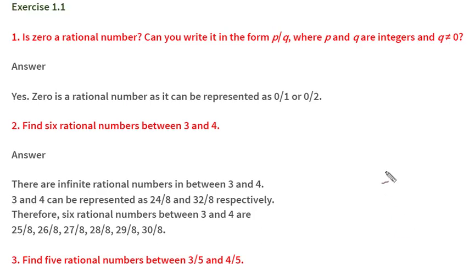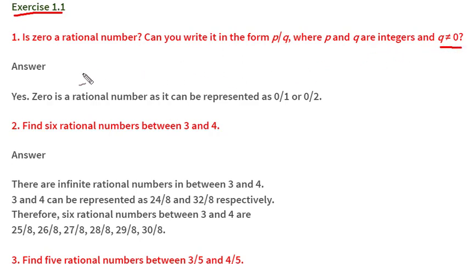So students, now we will try to solve NCERT problems for rational numbers. Let's start from exercise 1.1. The very first question is: is 0 a rational number? Can you write it in the form of p by q, where p and q are integers and q is not equal to 0?